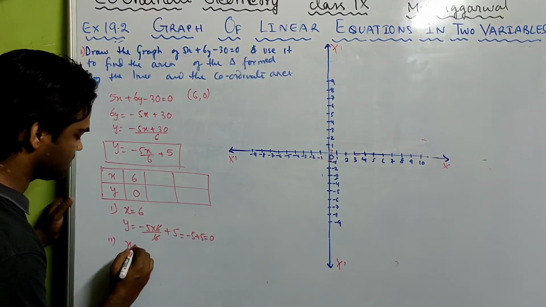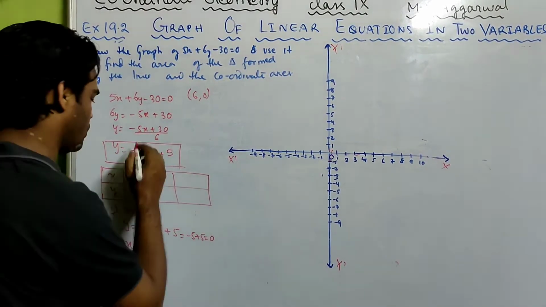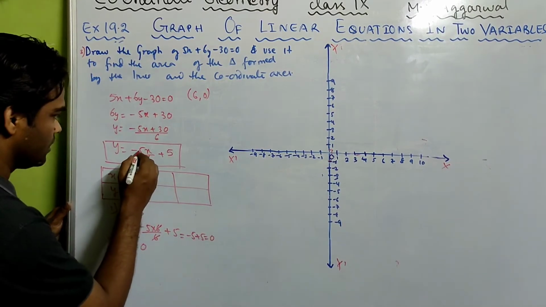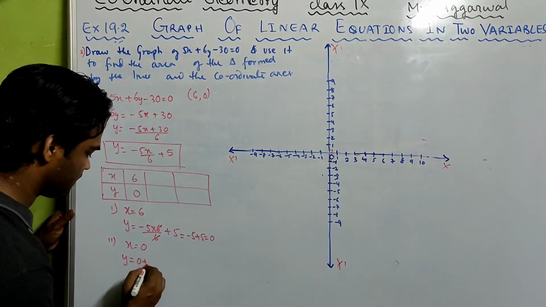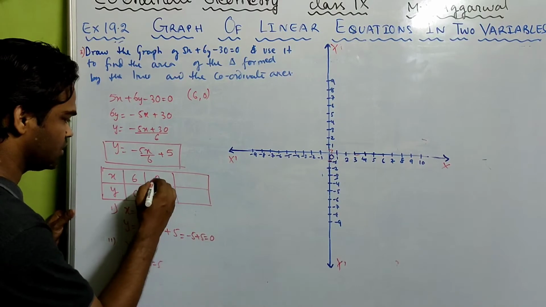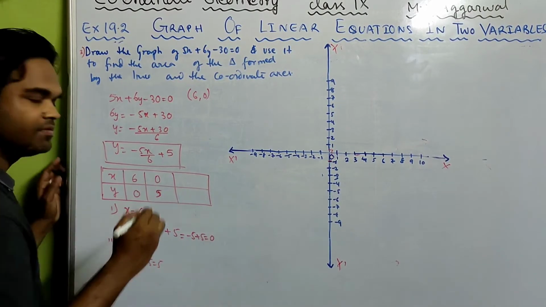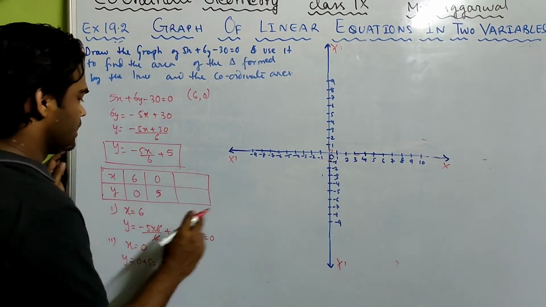Next, take x as 0 suppose. When x is 0, look, y is what? Minus 5 by 6 into 0 is 0 plus 5, which is 5. So when x is 0, y is 5. Done. Take one more value.